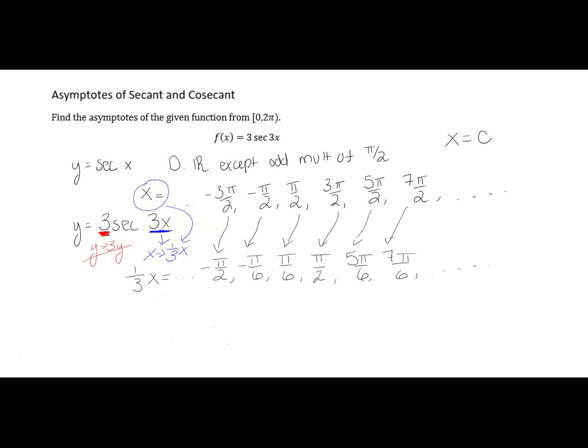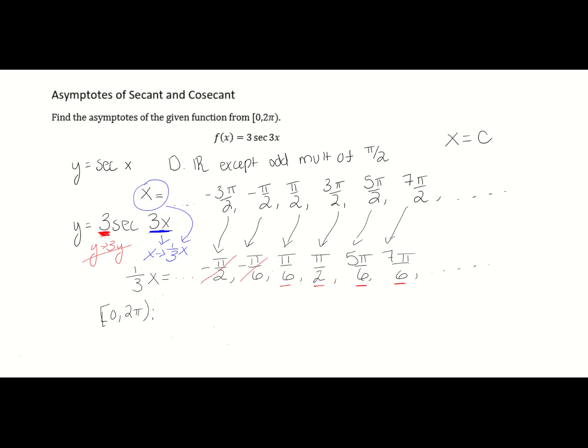So what you want to look at is just to get the ones in the interval that it's asking you to get them at, which is 0 to 2 pi. So immediately the negatives are out. So pi over 6 is good, pi over 2 is good, 5 pi over 6 is good, 7 pi over 6 is good. So I might have more.